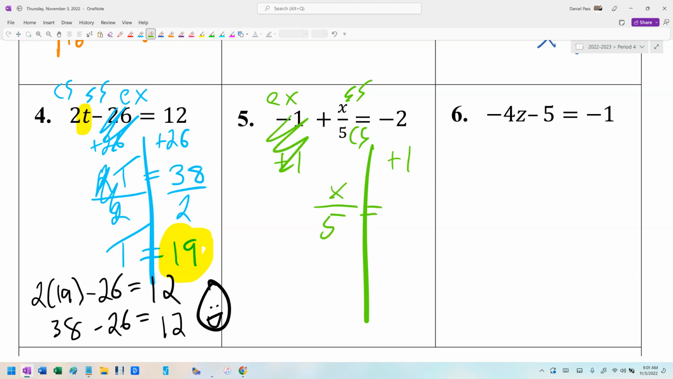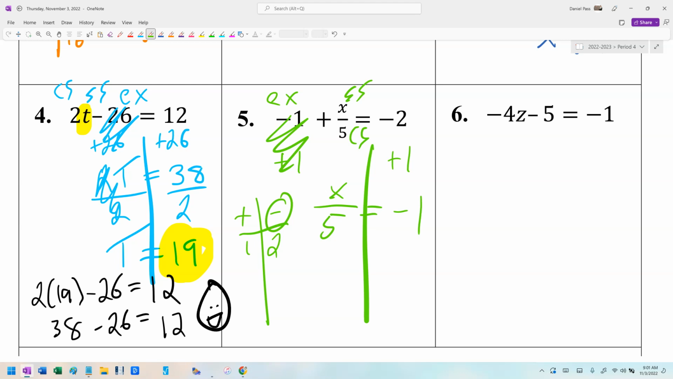X over 5 equals... Negative 2? No. Wait, careful. What am I doing? 2 bad guys, 1 good guy, right? It's negative 1. Negative 1. Sorry. Bad guys win by 1.